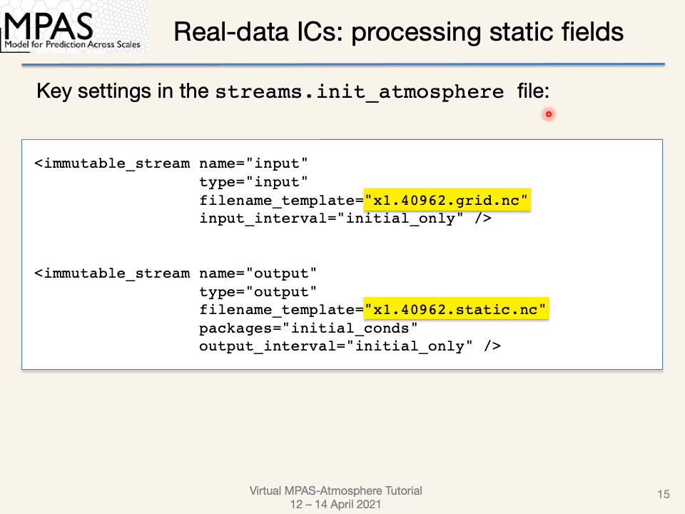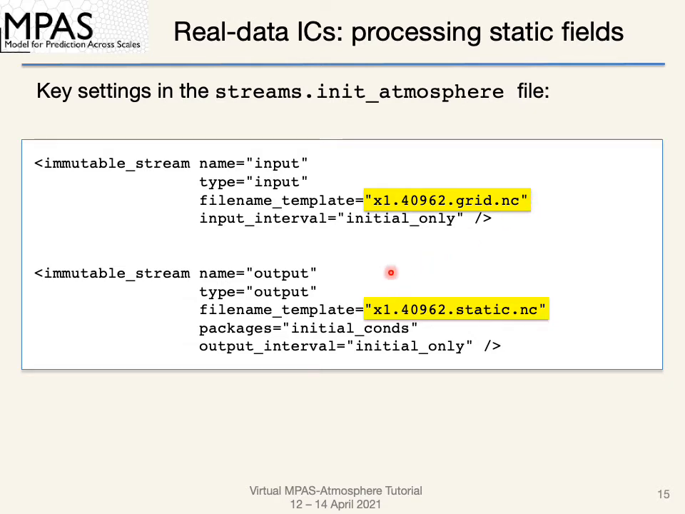In the streams.init_atmosphere file, there are really just two things that you need to change. So the first thing that you want to do is to find this input stream that's called input. And inside of that XML tag, you want to find the attribute called filename_template. This specifies the name of the input file, the netCDF mesh input file that will be read by the init_atmosphere model program when it's processing static fields. So this should be set to the name of the grid file that you downloaded from the mesh download page.